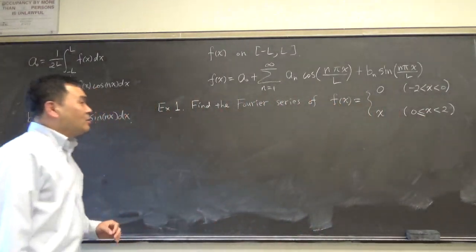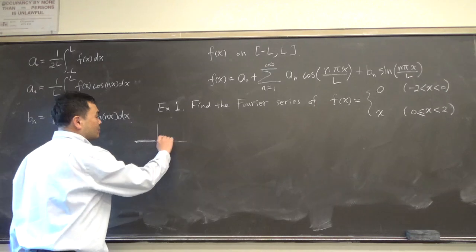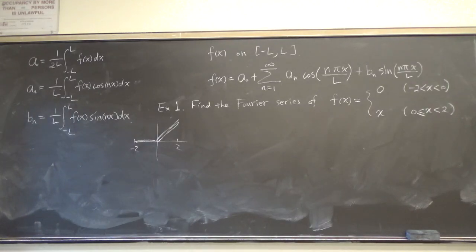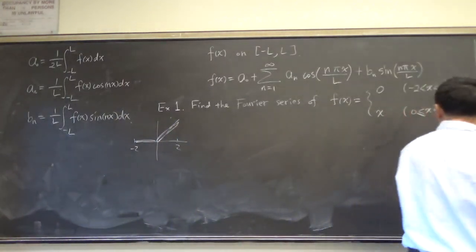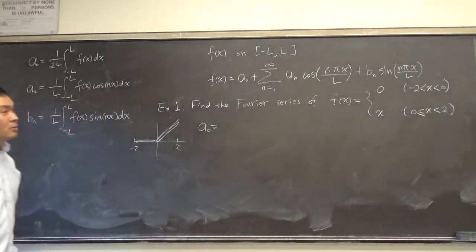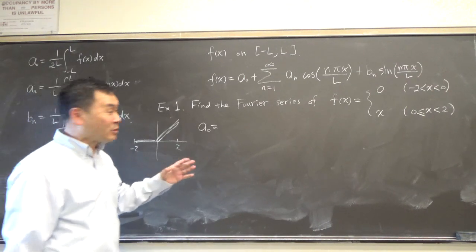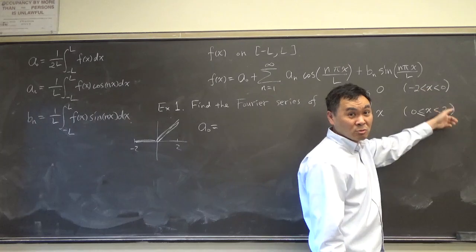All right, so what's the picture for that? The graph is 0 and then like that, from -2 to 2. And we're trying to find the Fourier series of this. Okay, so let's try to do the integral. A0. First, what's the value of L? For this question, what's the value of L? Two, right? It's from -2 to +2, because the function is defined from -2 to +2.